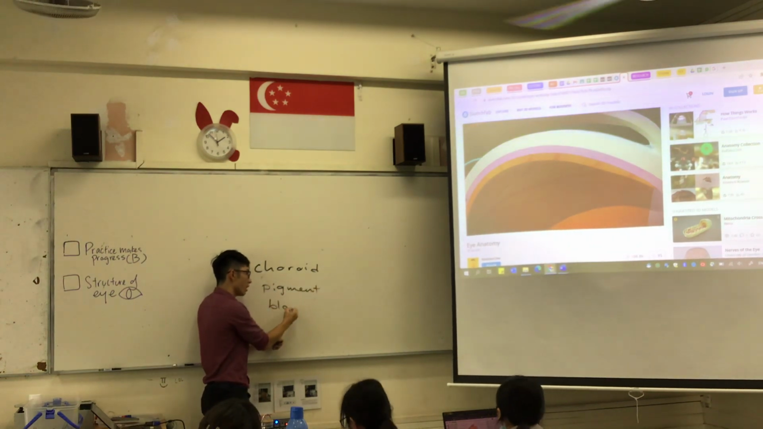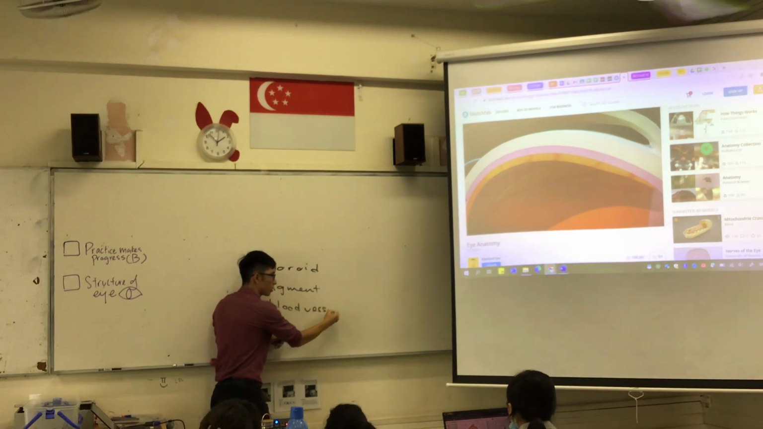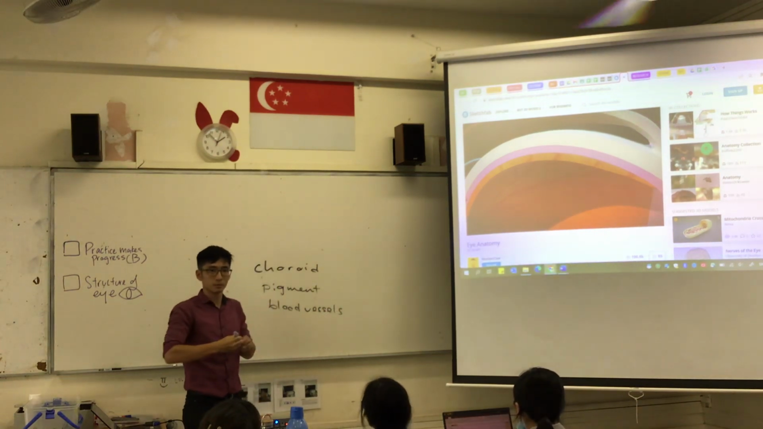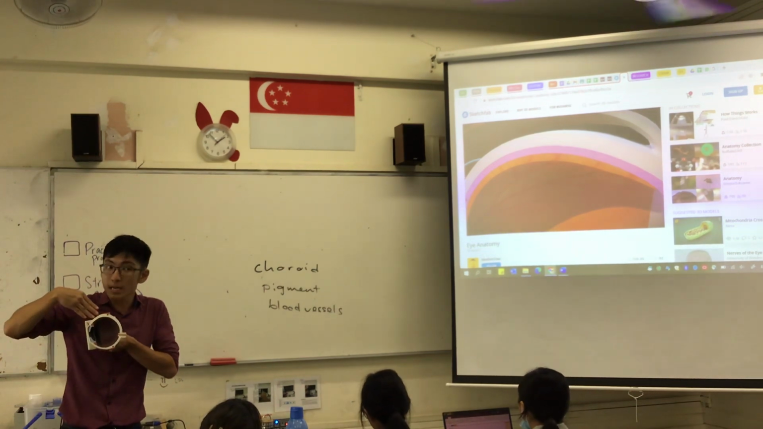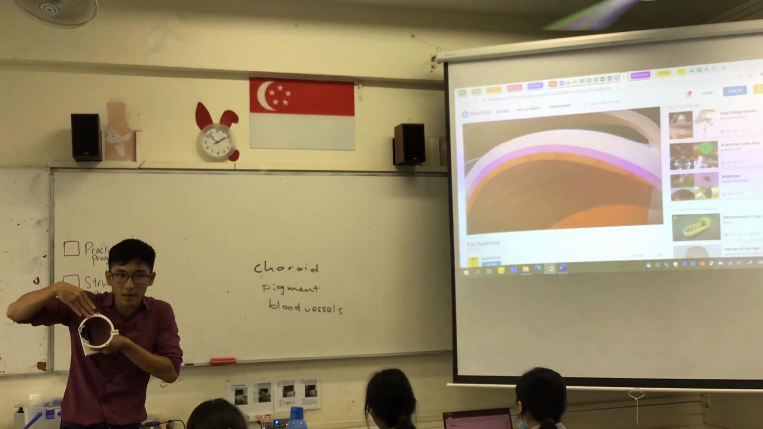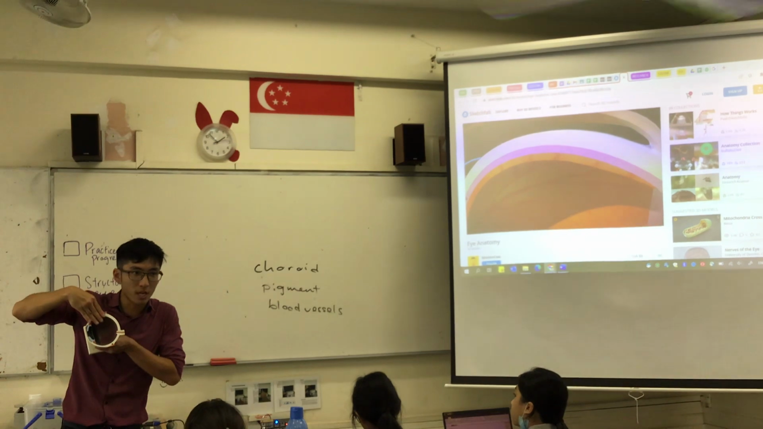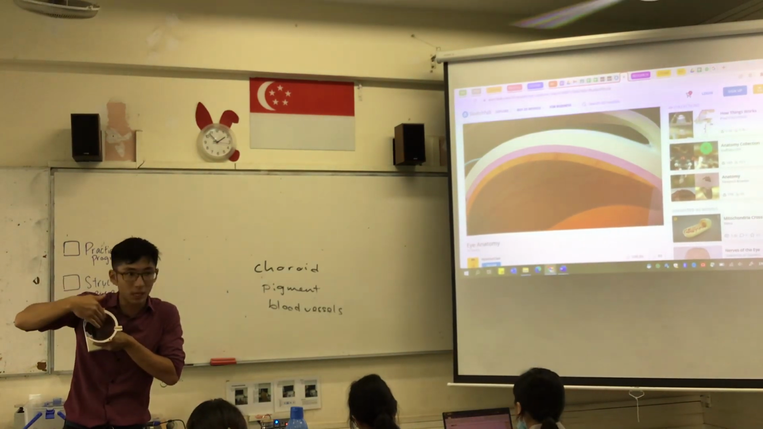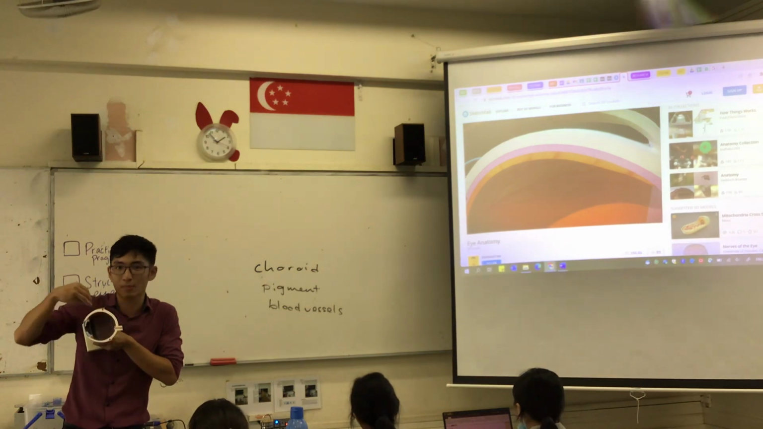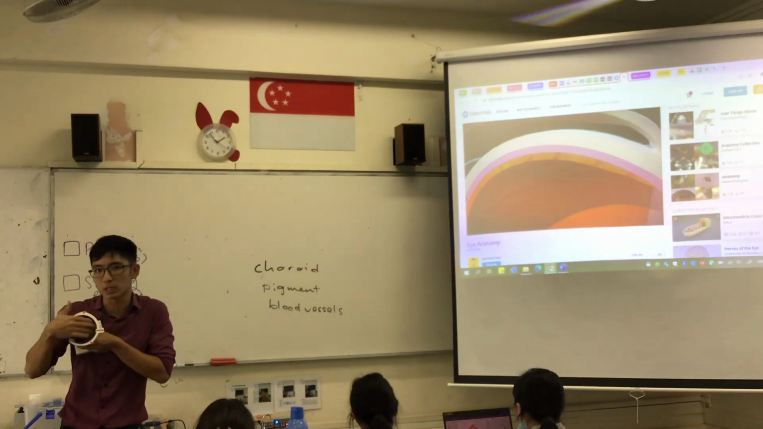C-H-O-R-O-I-D. The choroid layer contains pigment. It also contains a lot of blood vessels to transport nutrients to the eyeball. So, when I slice into the eyeball, I inadvertently slice through the sclera, and I will break into the choroid, which is filled with black pigment, and the black pigment will spill into the liquid here, and that's why when the liquid comes out, it comes out black. But actually the liquid is transparent.